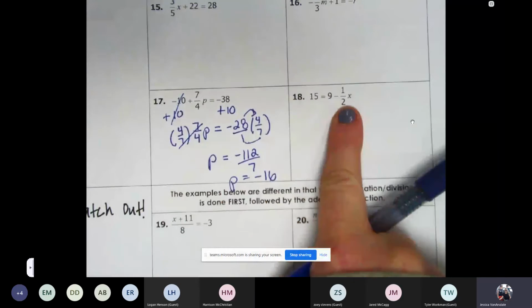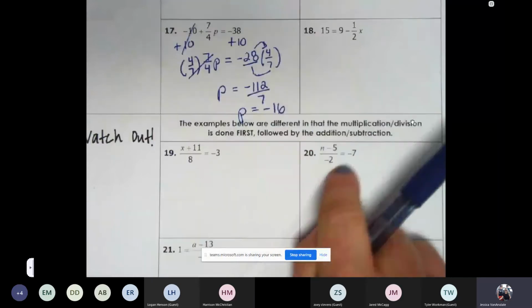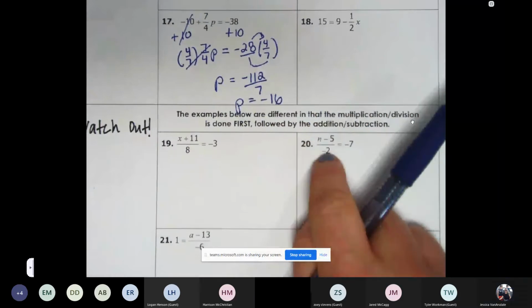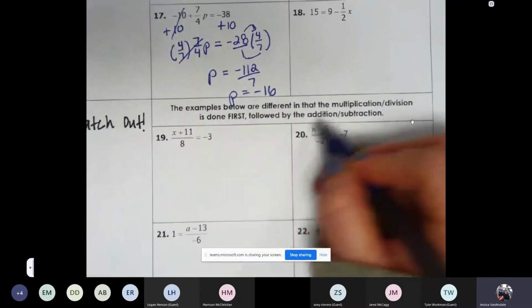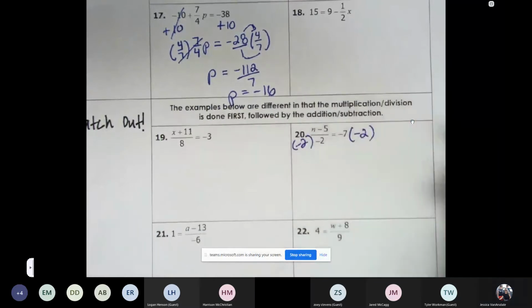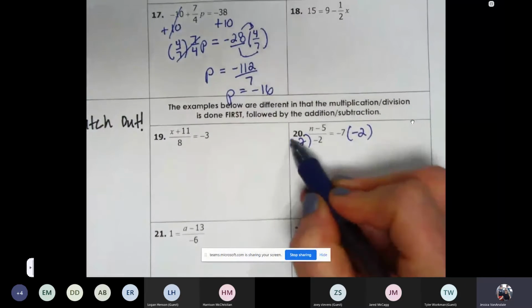Here, your variable is part of the fraction. So if it's inside it like this, we're going to go ahead and multiply both sides by the denominator. So what we're going to do is multiply both of these by -2. Multiply this side by -2 and this side by -2. And the reason we do that is because it's going to eliminate that 2 on the bottom.